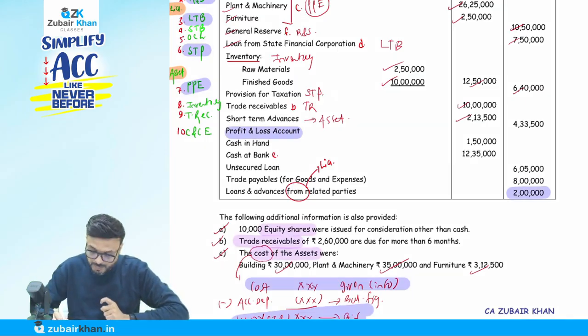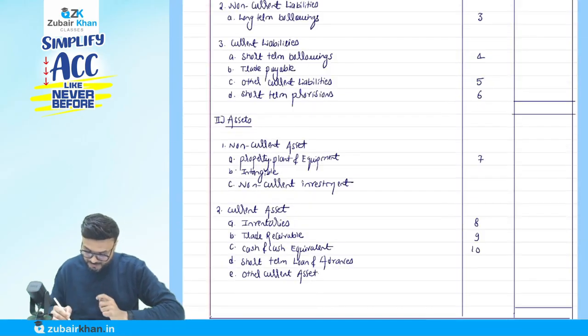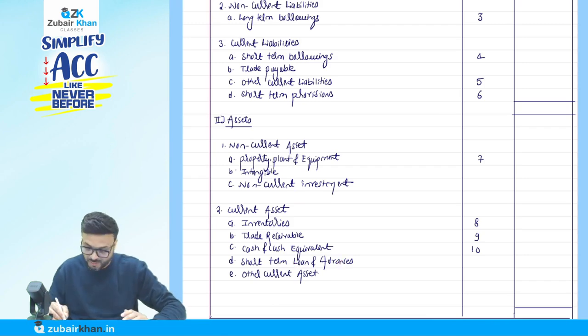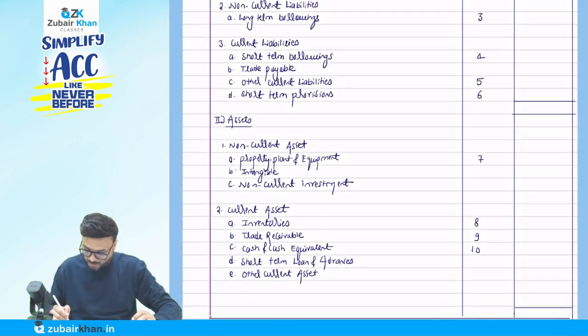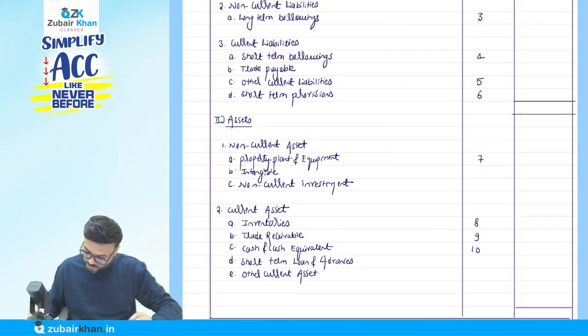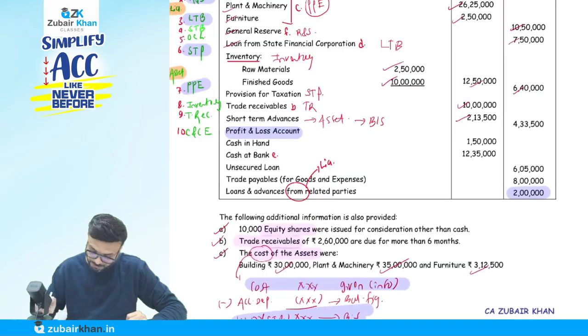Okay. Is there any heading here for the advances on the asset side? Yes. Short-term loans and advances. So just write down this amount there. How much is it? 2,13,500. So go to the balance sheet here. Balance sheet. Now, short-term loans and advances: 2,13,500. Okay.